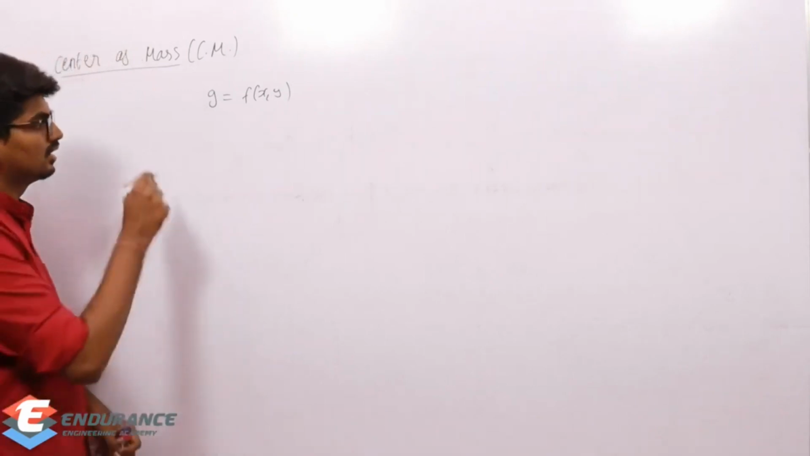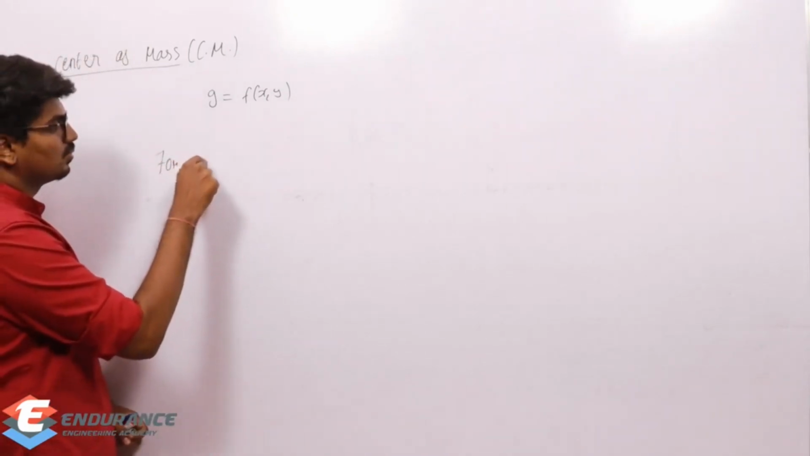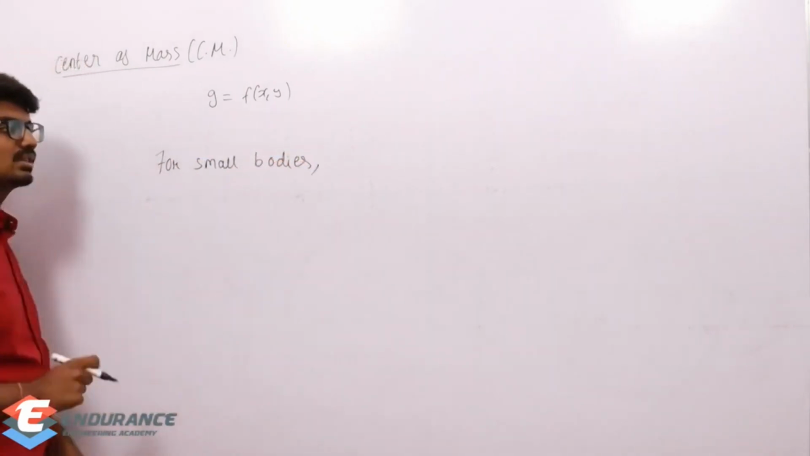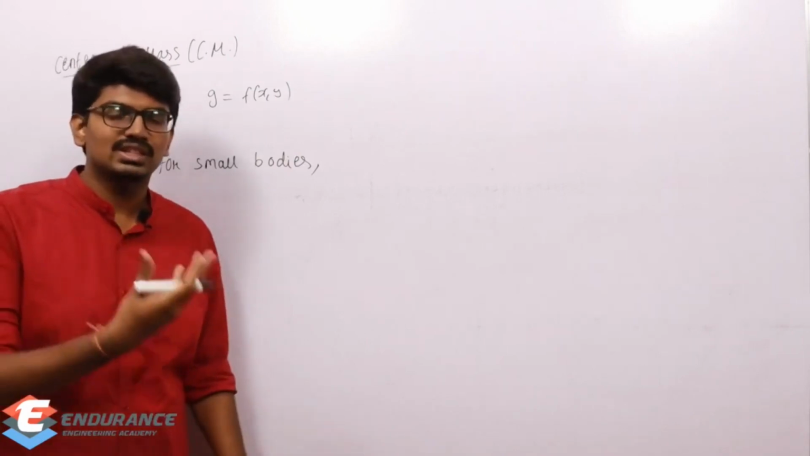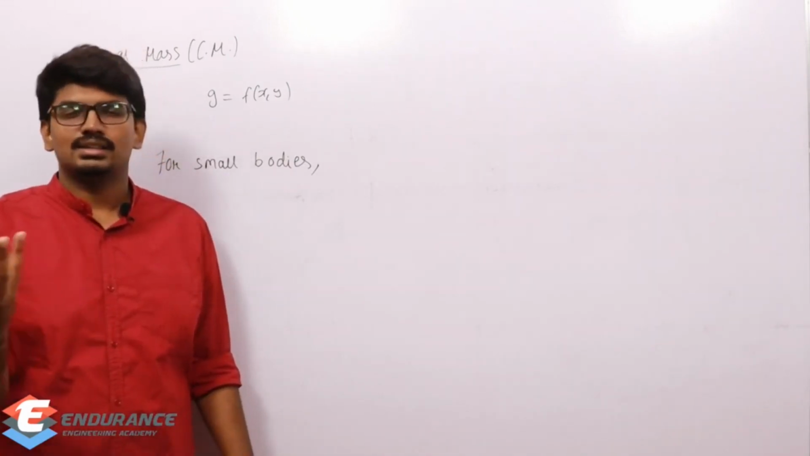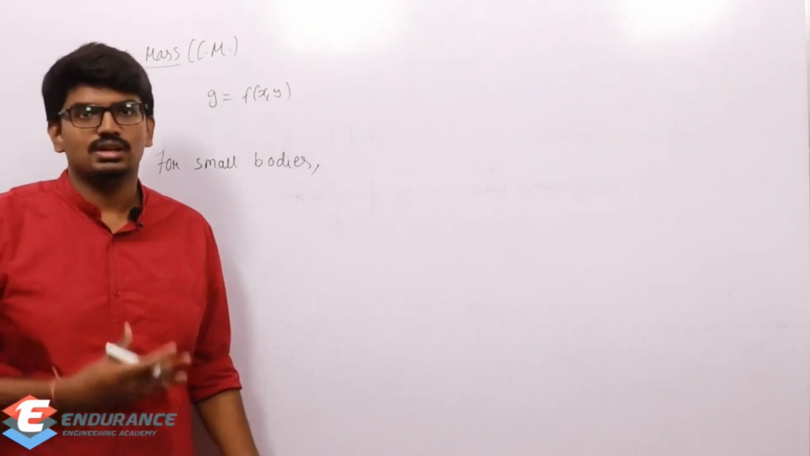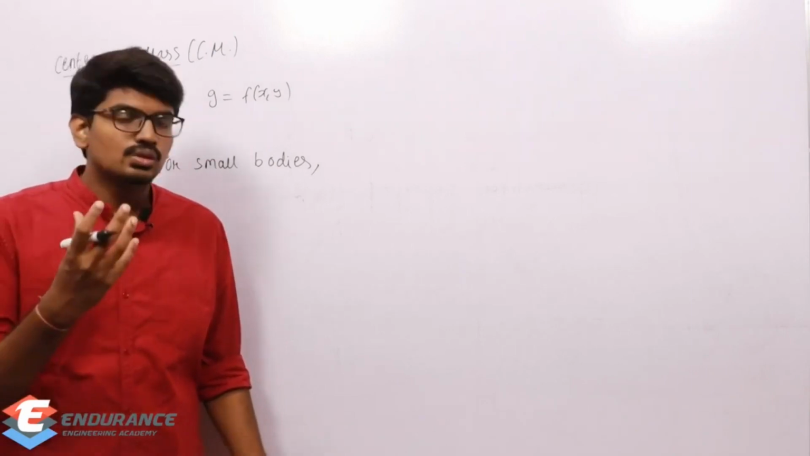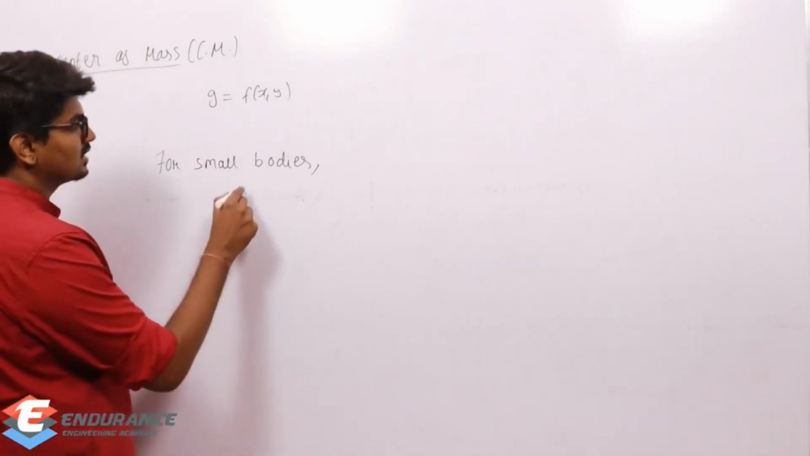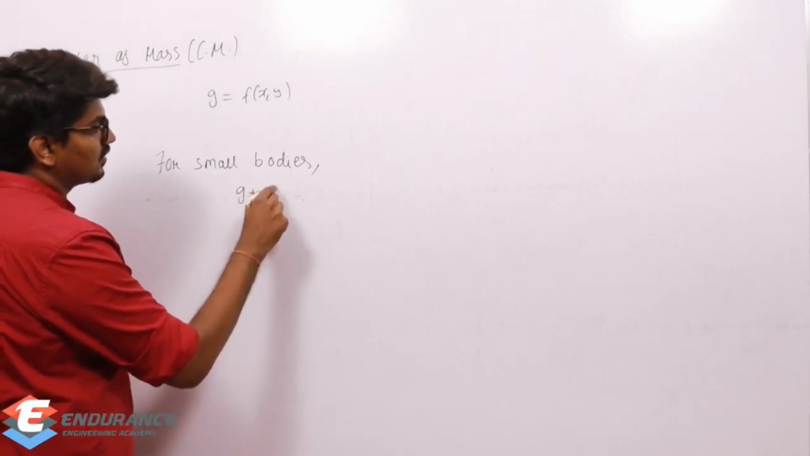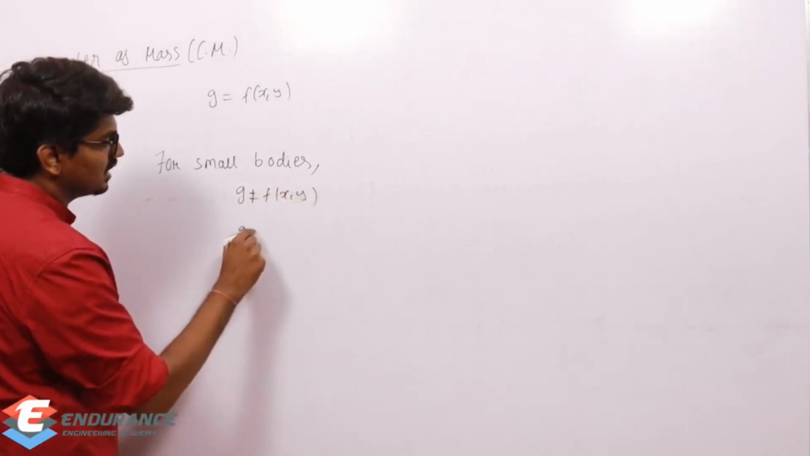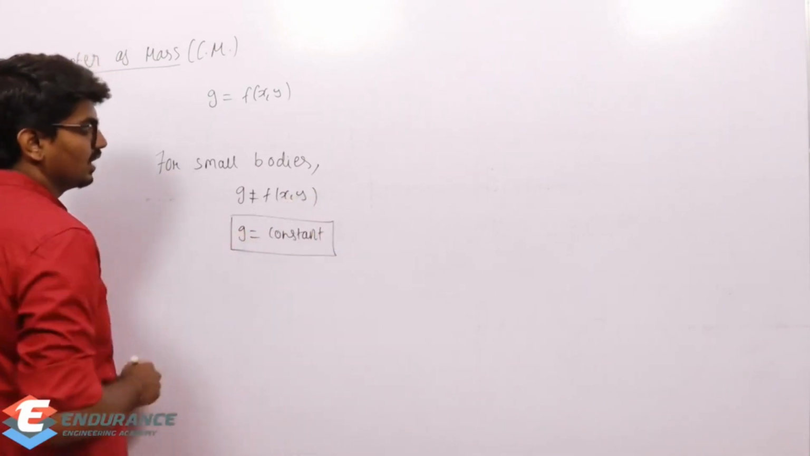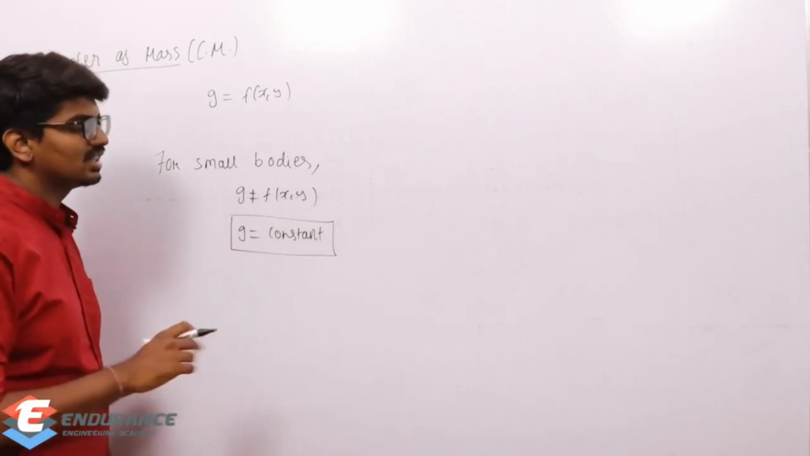But for small bodies, generally small bodies are something which we are dealing with. If you compare it with earth, the car, the house or beams or whatever you are dealing with, they are small bodies only. For those small bodies, acceleration due to gravity is not a function of x and y, it is generally constant. It won't vary that much. The variation will be very less, so we can treat it as a constant.